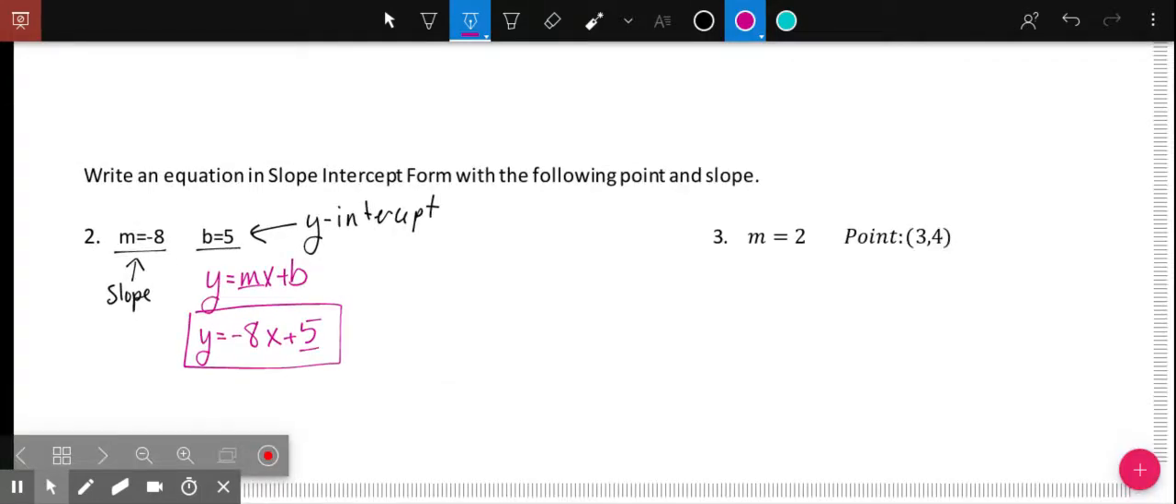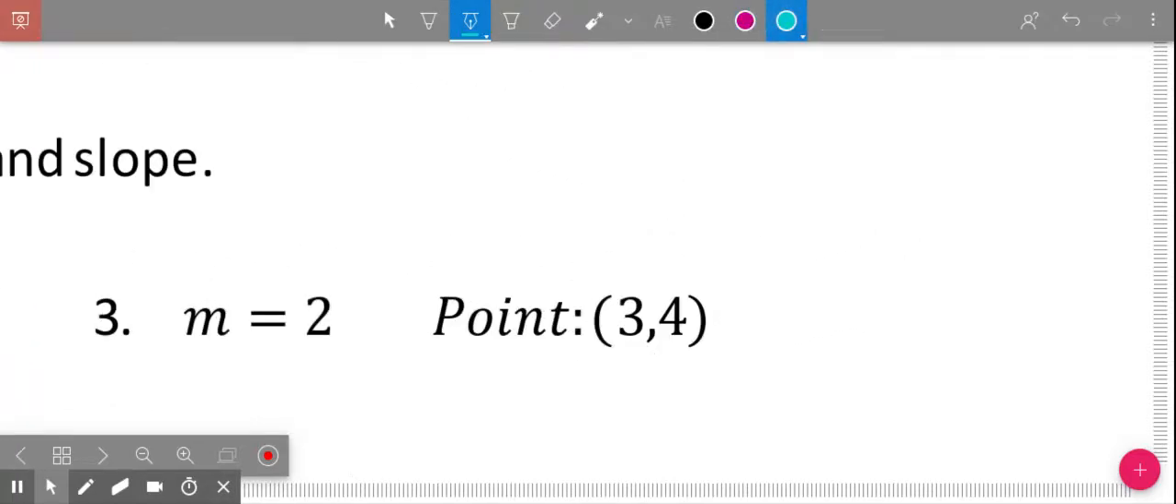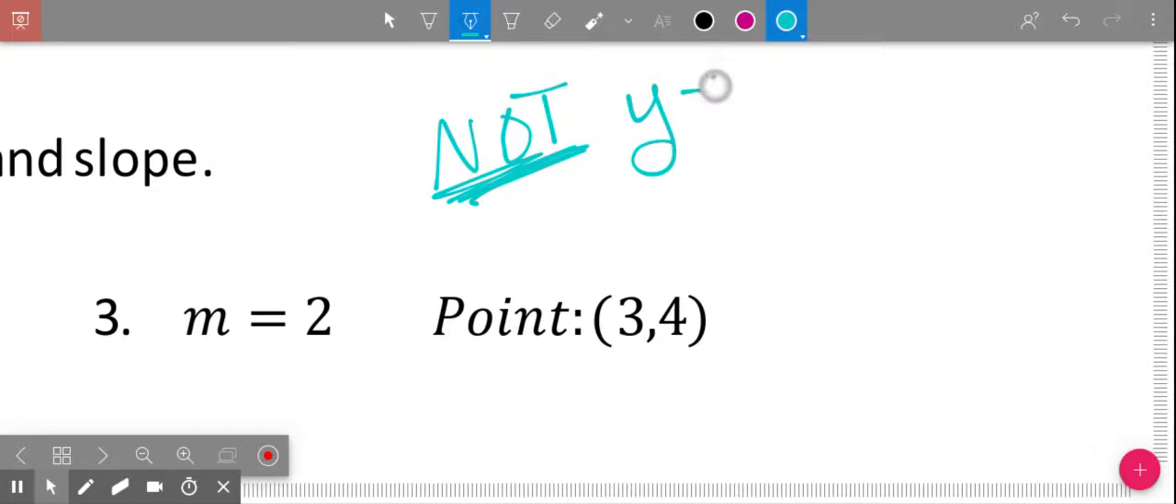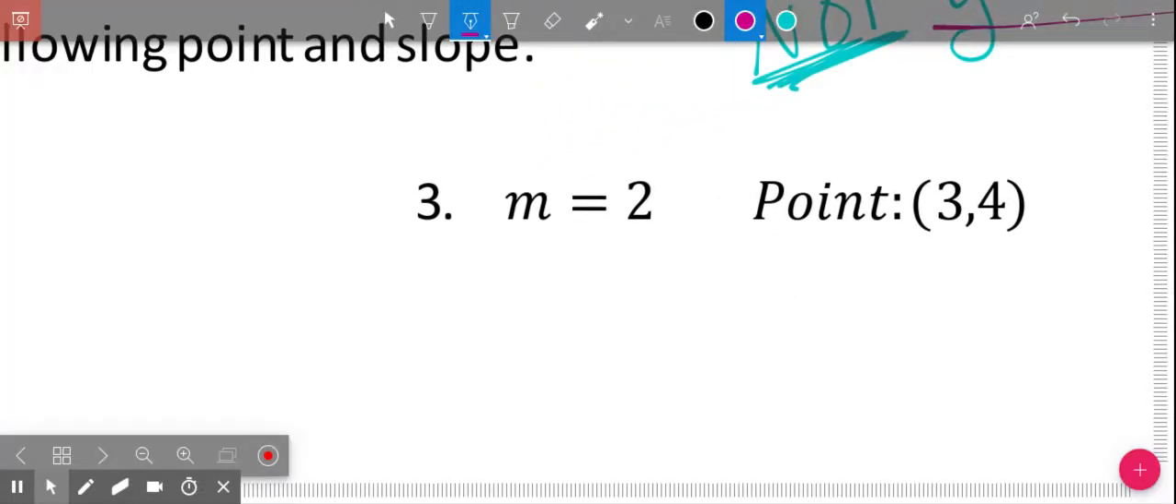All right, the next one, number 3, we've got m is equal to 2, and we have a point of (3, 4). Okay, so this point right here, I want everybody to write in big bold letters: this is not the y-intercept. Underline it, not the y-intercept. Since this is not the y-intercept, you cannot use slope-intercept form yet. Since you're given a point and a slope, we're going to use point-slope form.